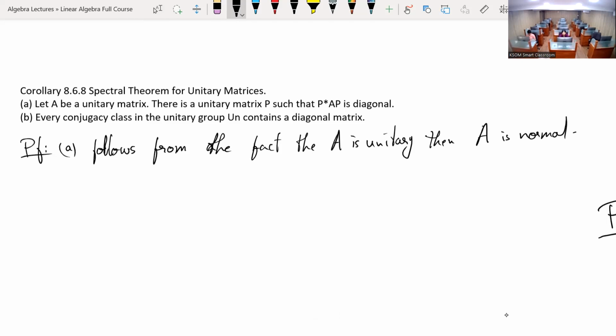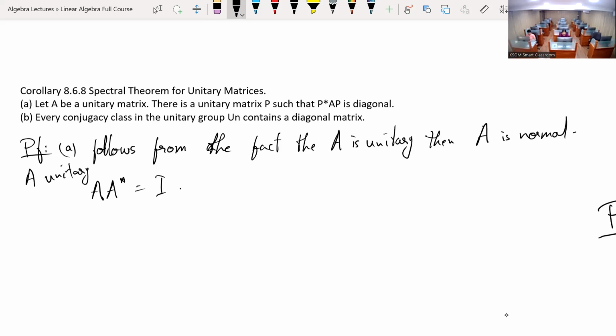So you can find a unitary matrix P such that P star AP is diagonal. And then remember unitary matrices. The property of unitary matrices is that A star A is the identity. So of course, unitary matrices form a subgroup of GLn, which is called the unitary group.